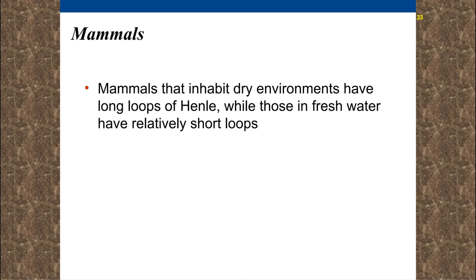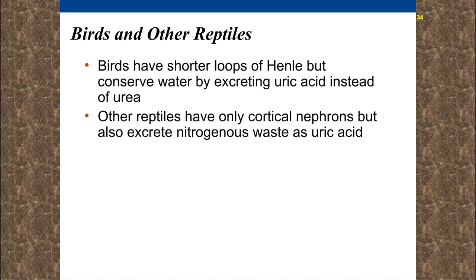Whereas mammals that inhabit environments with dry weather have long loops of Henle, while those in fresh water have relatively short loops because they need not waste any water. Whereas the birds and other reptiles always do contain cortical nephrons, but also excrete nitrogenous waste as uric acid.